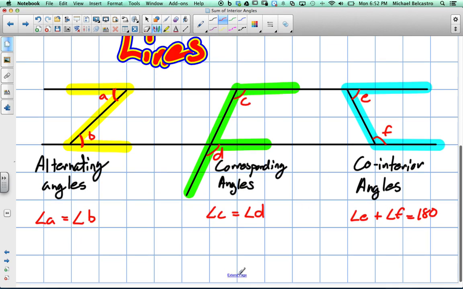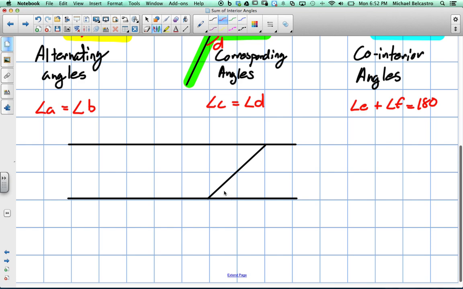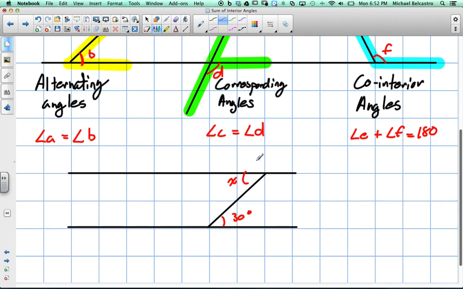So maybe I'll quickly make a pairing here. So let's say I have this angle here. Let's say it's 30 degrees, and I need to find this angle here. We'll call it X. Which of the three rules would we use to solve that? Alternating, sorry. Yeah, that's right. And this makes 30 degrees. Perfect. This makes a Z pattern, which means these two are equal. I just read it wrong. Yeah, that's fine. X is equal to 30 degrees.